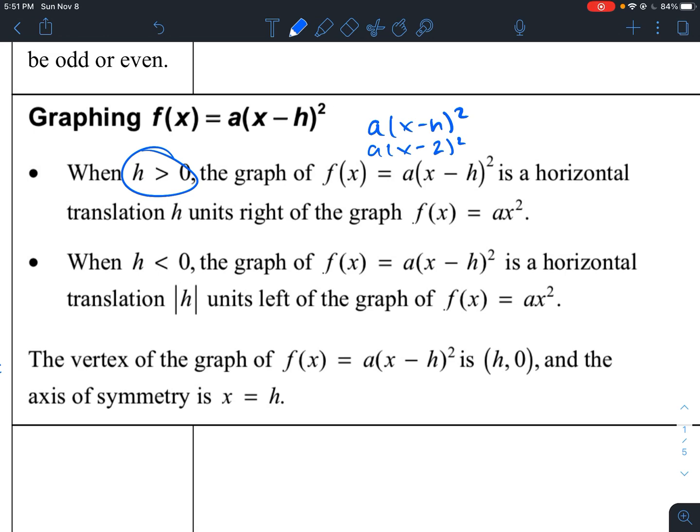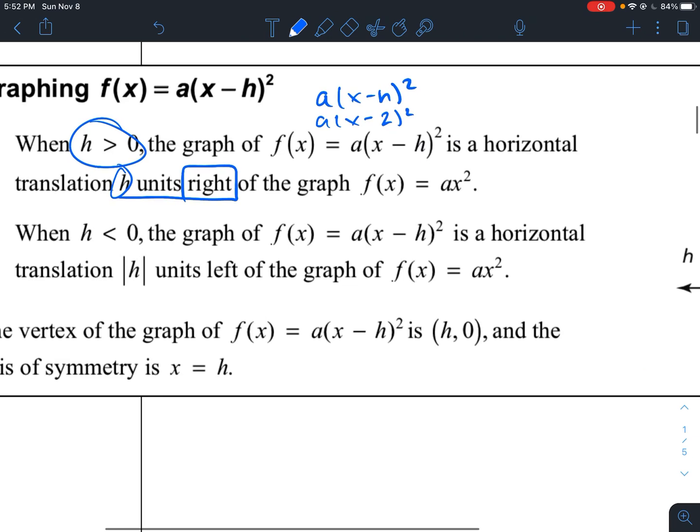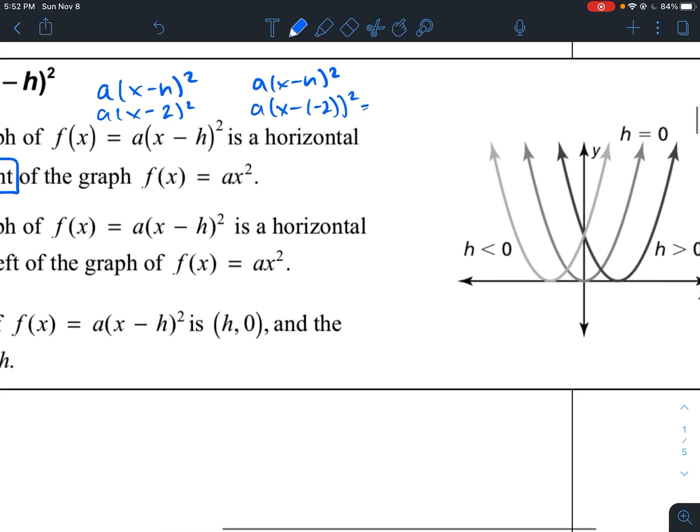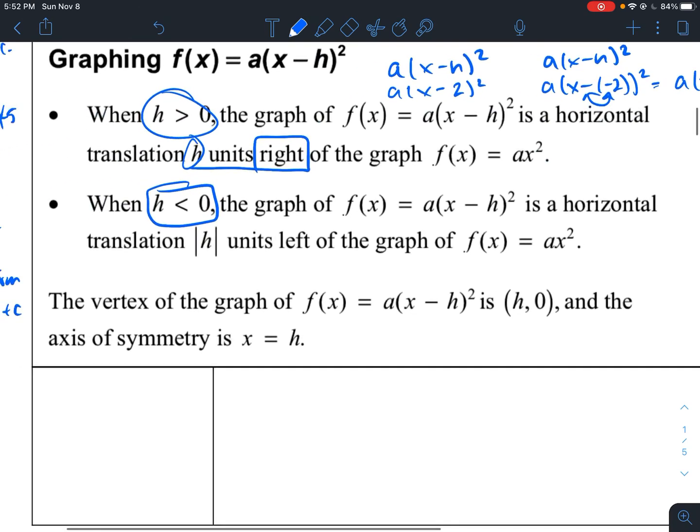If you have something like this, then you move to the right h units. On the other hand, if you have a times x minus h squared, but if h is less than 0, let's say for example a times x minus negative 2 squared, well that's the same thing as a times x plus, because you have two negatives right there, so it's plus 2 squared. So if you have something like that, then this is going to move to the left h units.